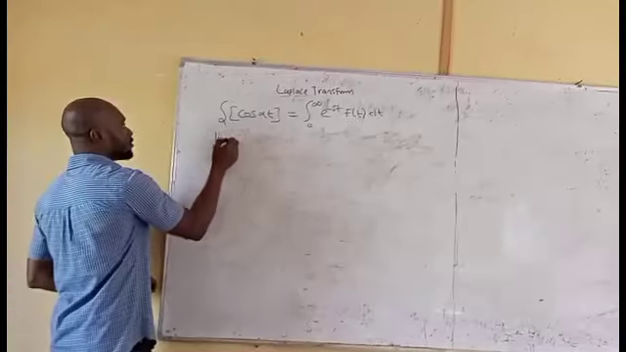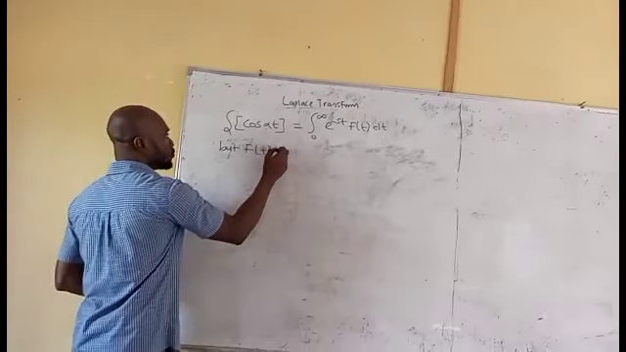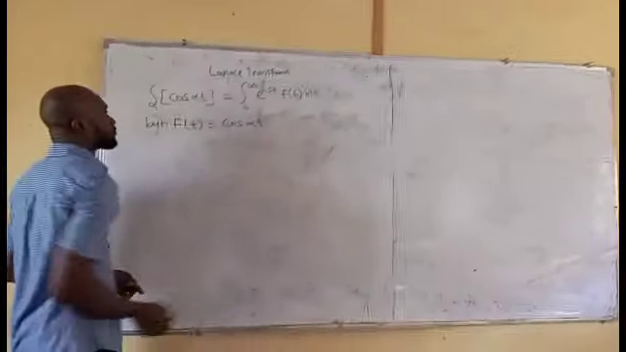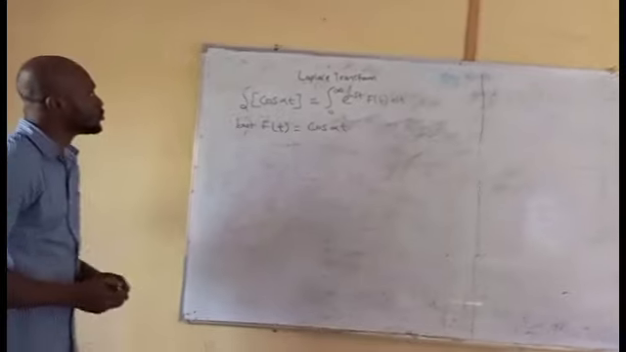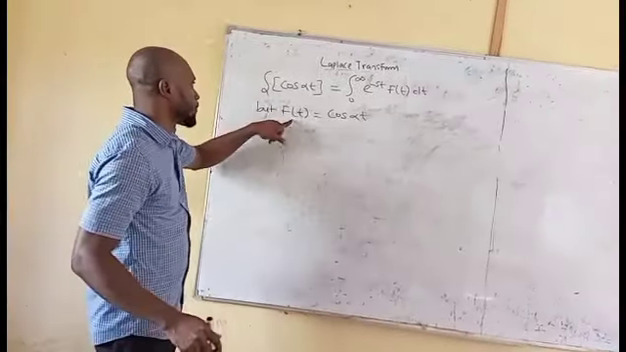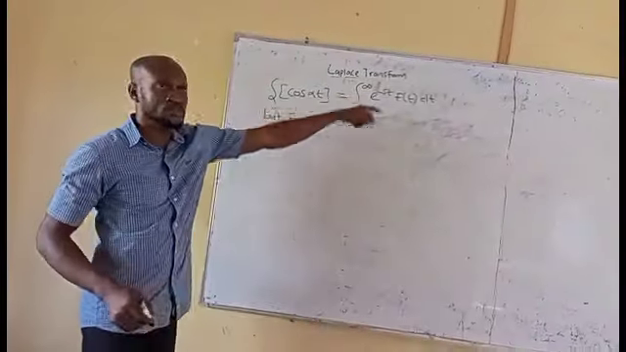But our f of t will give you cos alpha theta. So all you need to do is put the value of your f of t in the formula, in this equation.